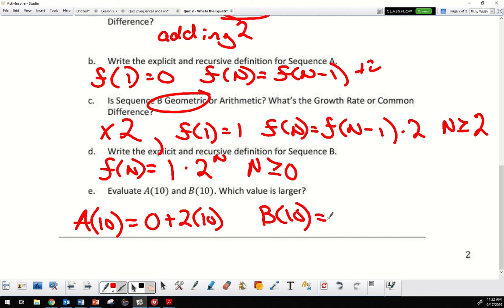And now let's do B of 10. B of 10, so my function in explicit is going to be this one right here. So it's going to be 1, right, times 2 to the 10. So I'm hoping some people put this in the calculator because I cannot do 2 to the 10th in my head. I could, I just choose not to.